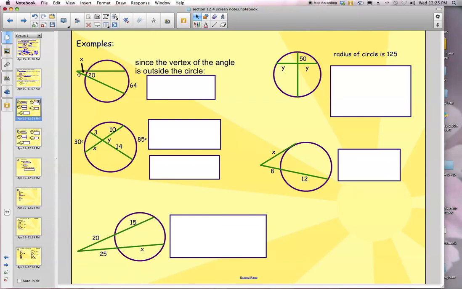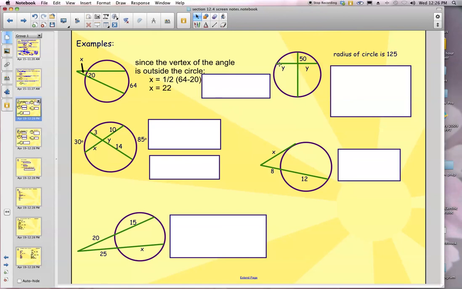Okay, the first one. Here we're looking for an angle measure, and our vertex is outside the circle. Since the vertex is outside the circle, the angle is half of the difference between the arcs. So we're going to take half of 64 minus 20. 64 minus 20 is 44. Half of that would be 22, and that would have to be the value of x.